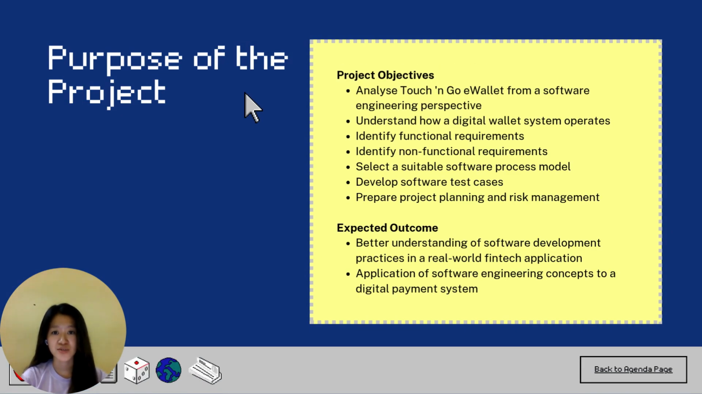The purpose of this project is to analyze the Touch and Go eWallet system from a software engineering perspective and understand how a digital wallet application is designed and developed. The main objectives are to identify the system functional requirements and non-functional requirements, select a suitable software process model, develop software test cases, and prepare project planning and risk management activities. Through this analysis, we can gain a better understanding of software development practice in real-world fintech application and learn how software engineering concepts are applied to a digital payment system. The knowledge gained from this project helps us to understand the importance of proper system analysis, planning, testing, and management in developing a successful software system.